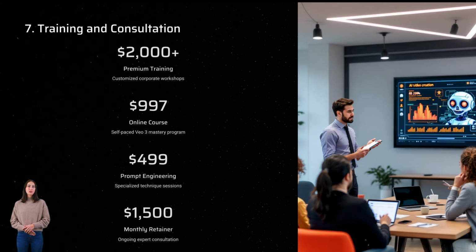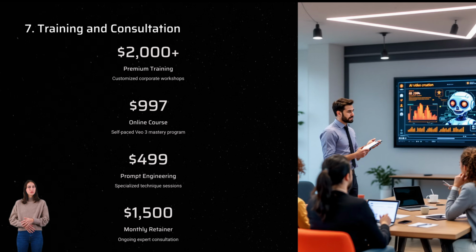Something like $1,500 per month for ongoing consulting, creative direction, or AI video strategy support. This works especially well for marketing teams or agencies that want your insights consistently. Training and consulting turn your knowledge into income. It's perfect for people who like working directly with others and positioning themselves as experts. And since AI is evolving rapidly, you'll always have new things to teach, which means your services stay in demand.